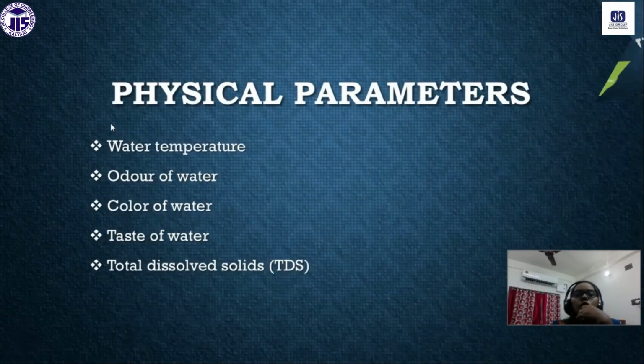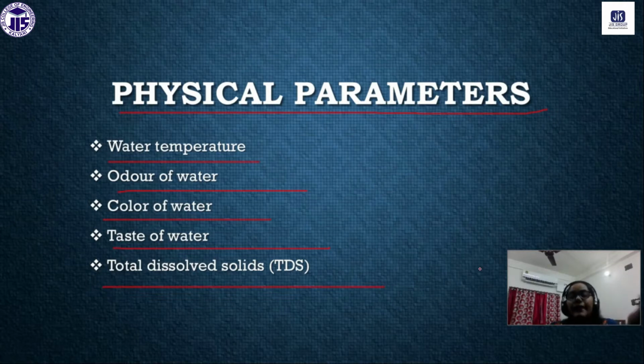Next, some of the physical parameters: temperature of the water, odor of the water, color of the water, taste of the water, and total dissolved solids. That is total dissolved solids, which means all types of salts we have in our water sample. That is TDS.